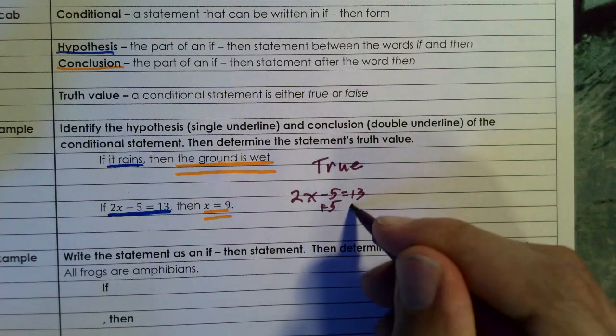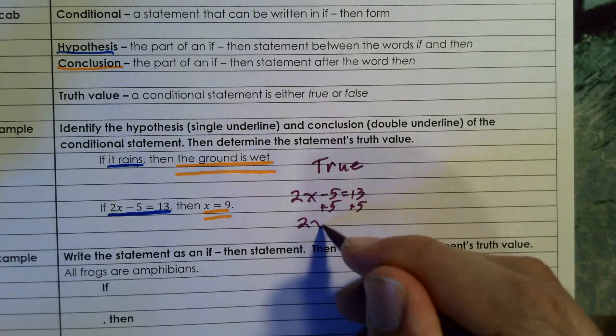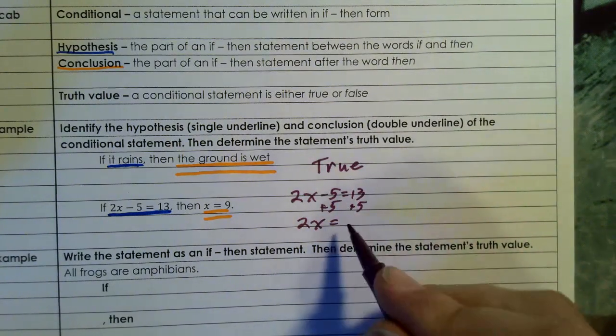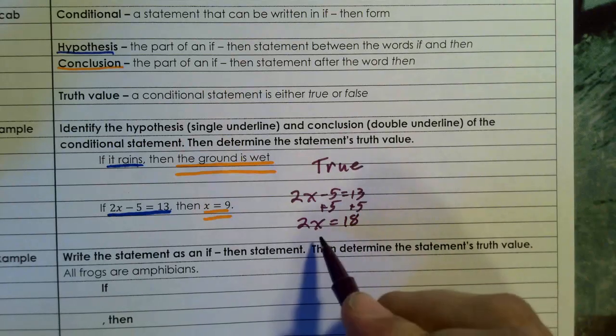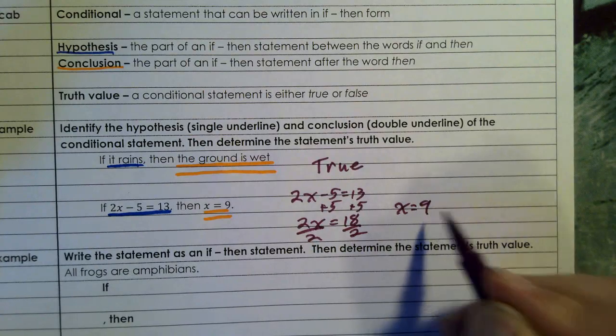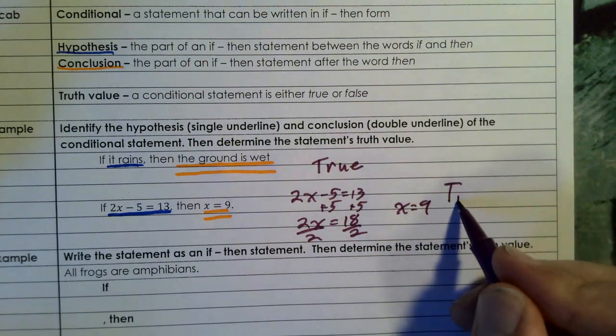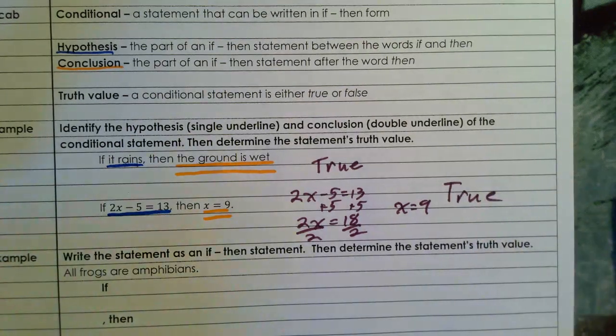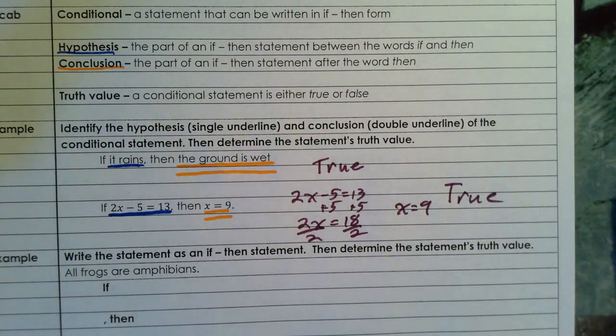So I add a 5. We got 2x equals 18. Divide both sides by 2. Yeah, we got x equals 9. So this one was also true. If we hadn't gotten x equals 9, then we would have said, hey, that statement is false.